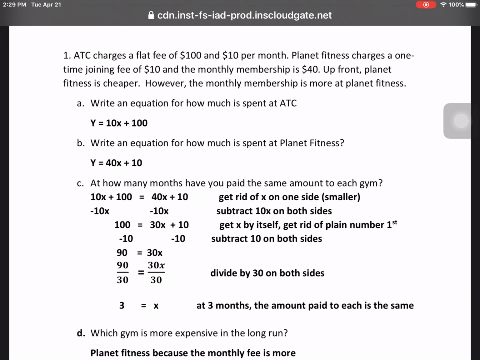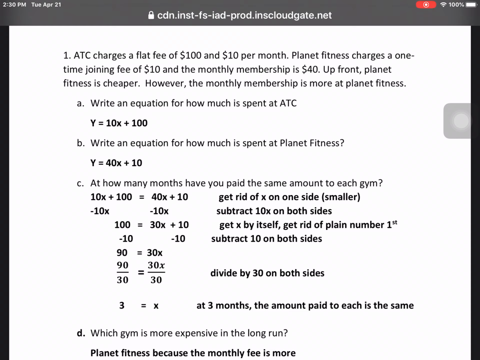So let's write an equation for both of them. For ATC, you would pay $10 per month plus $100 one time. Okay, X represents months again. What about Planet Fitness? You would pay 40 times however many months plus the $10 is one time.